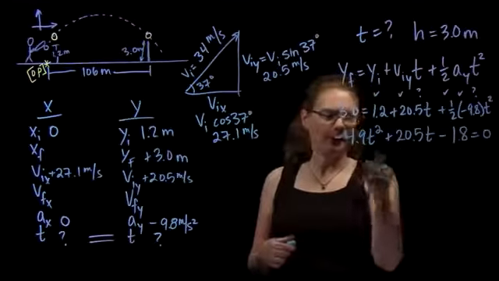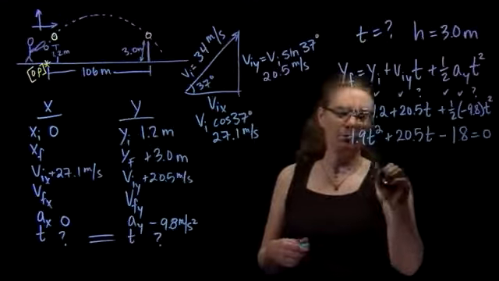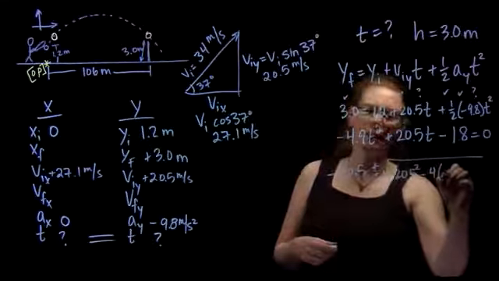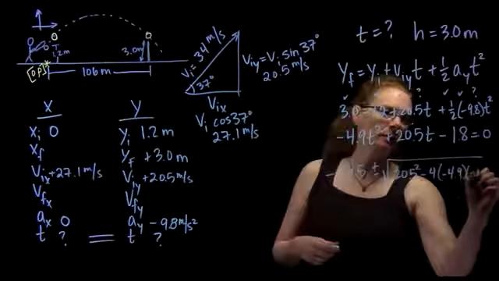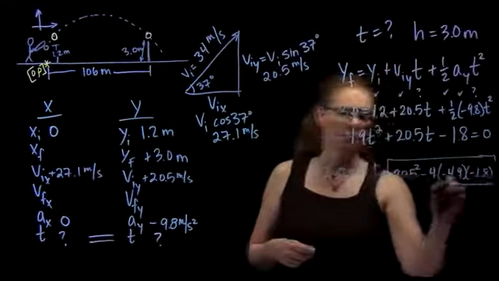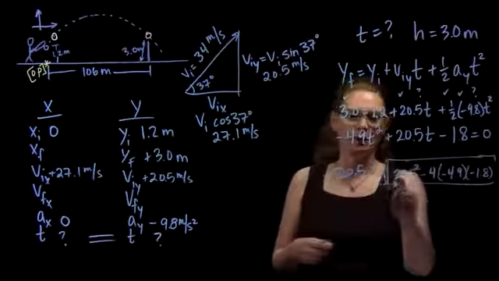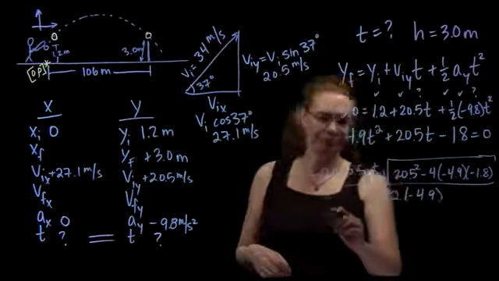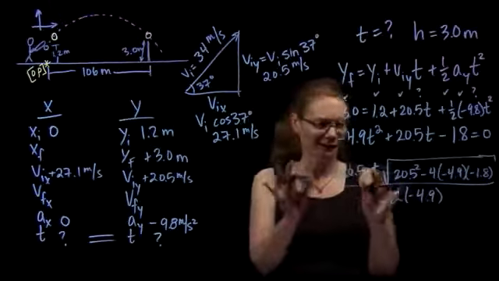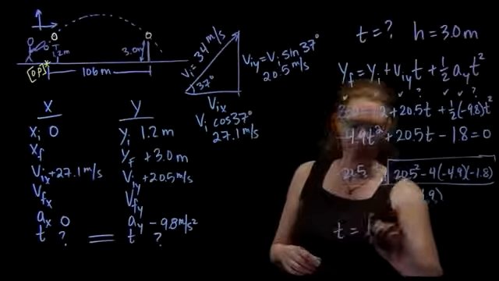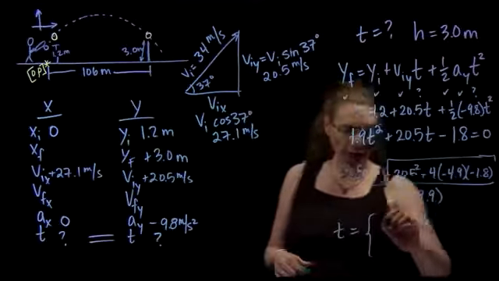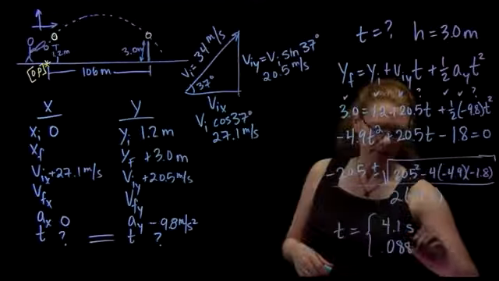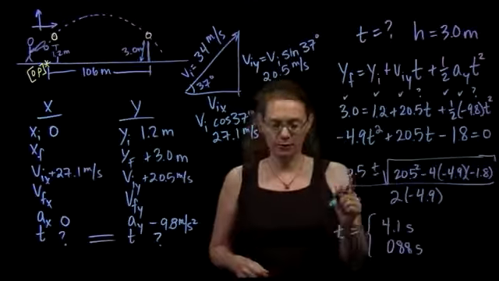Okay, quadratic form, negative b plus or minus the square root of b squared minus 4ac. Don't lose those negatives. They're telling us important stuff, so don't forget to keep track of all your negatives. All over 2 times a. All right, I'm not going to do all the math right here. You have calculators. You can do this part. So what I get for t is 4.1 seconds and 0.088 seconds.